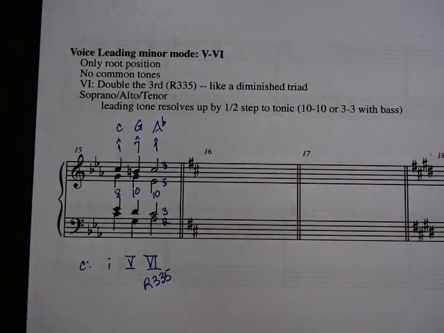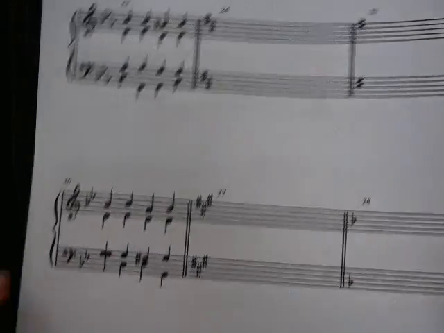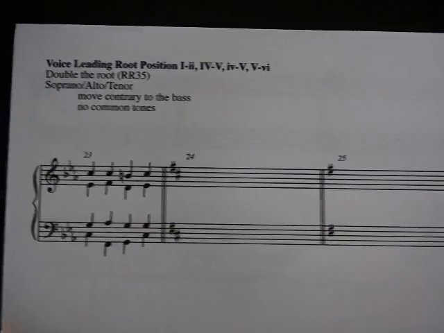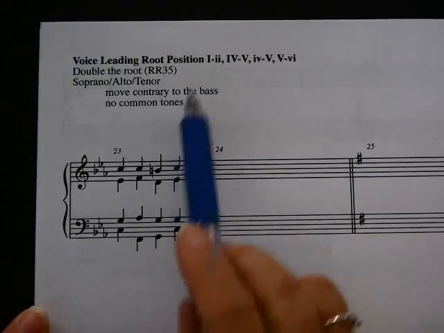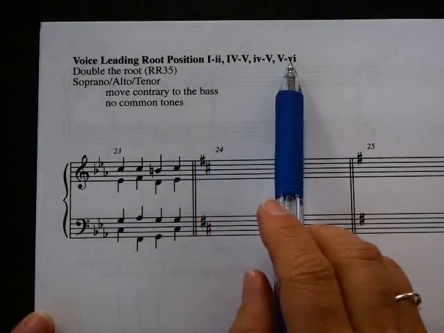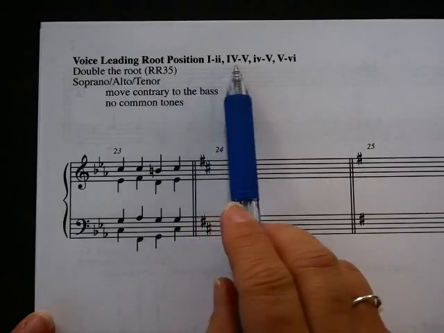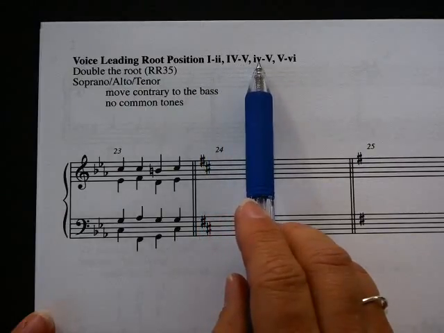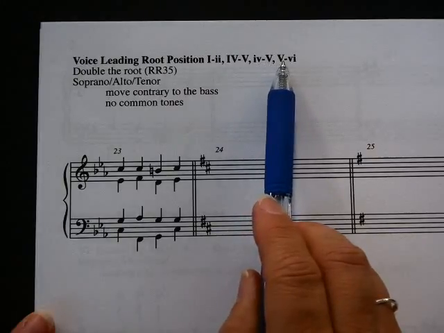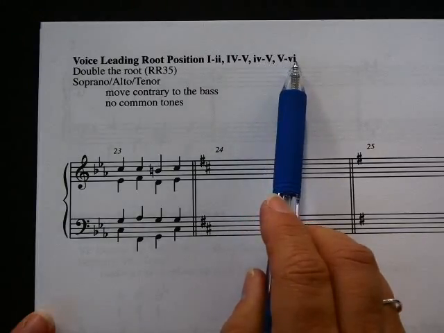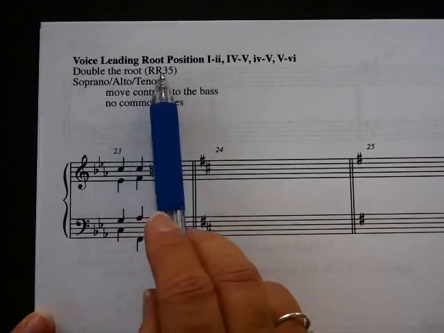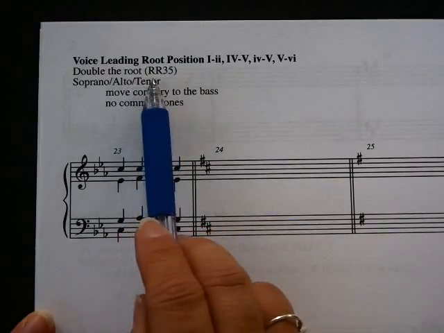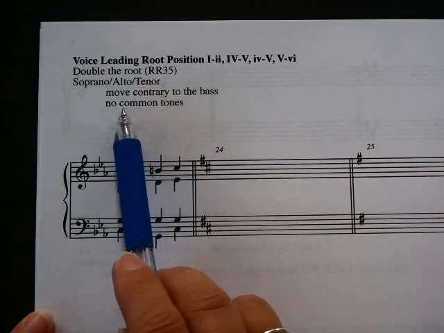Okay, top of page 3 of this handout. It very specifically then lists other types of root movement by step. When 1 moves to 2, when 4 moves to 5, when, in a minor key, minor 4 moves to 5, and in a major key when 5 moves to 6. Double the root in these instances, and soprano, alto, tenor need to move contrary to the bass, and there will be no common tones when the root movement is by step.